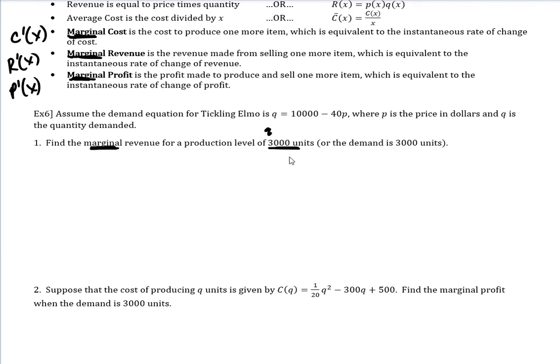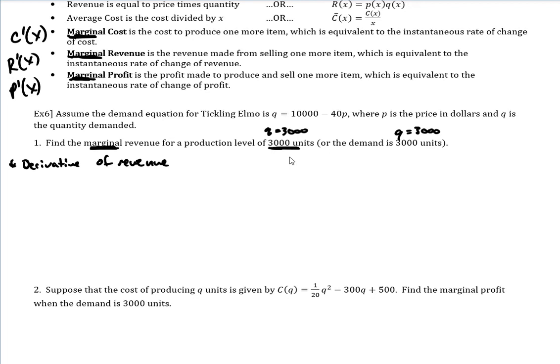So that's the demand. The number of units is the demand. P would be the price in dollars, so we know it's not P. So this is Q equals 3,000. If they want marginal revenue, it might not be instant, it might take a couple more steps to get there, but marginal revenue means we do need the derivative of revenue.